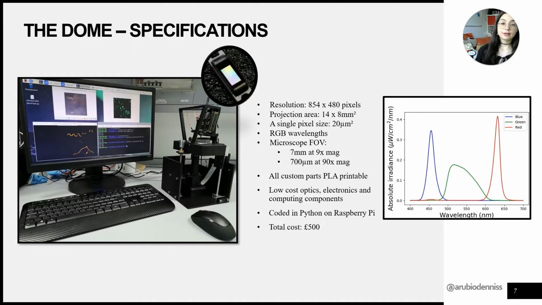I've currently got it configured to do imaging at 2 different magnifications, although this is possible to change. That's 9 times and 90 times, which gives you a field of view of 7 millimeters or 700 micrometers, respectively. All the custom parts, all the parts here that you see in black, they're all 3D printed in just standard PLA on a fairly basic 3D printer, so it should be really easy to reproduce. And all the optics, electronics, and computing components are quite simple. They're all quite low cost.